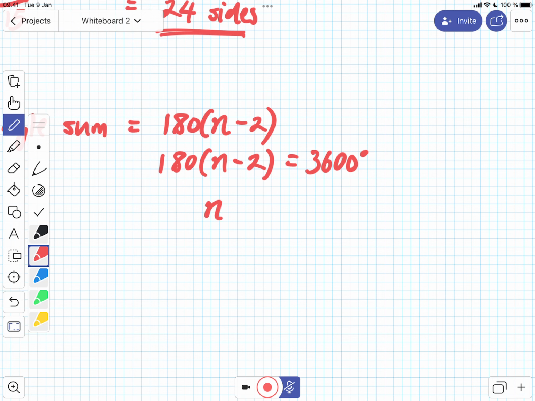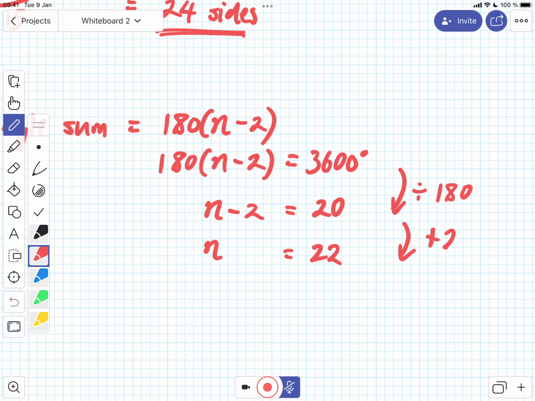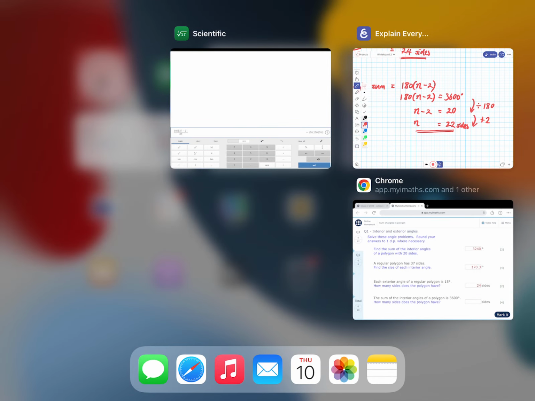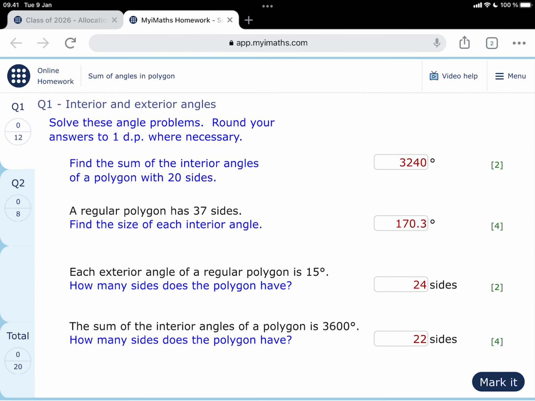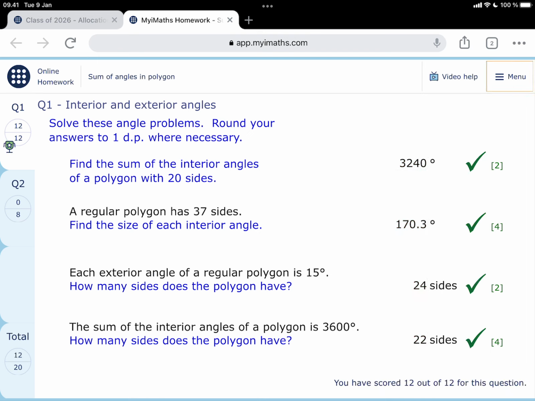Well, we can divide both sides of that by 180 to get there 20. N minus 2 equals 20 by dividing left and right by 180. Add 2 to both sides. N equals 22. So it's n equals 22, and that's not degrees, that's sides. N equals 22 sides. So let's just get onto MyiMaths and type that one in. 22 sides, and we'll mark it 12 out of 12.